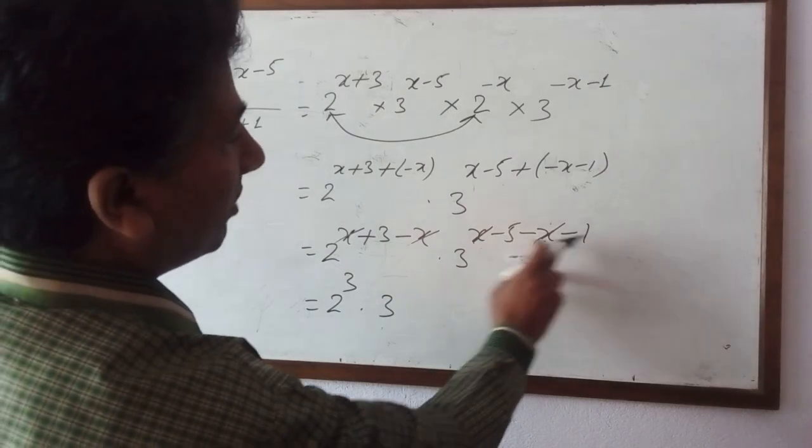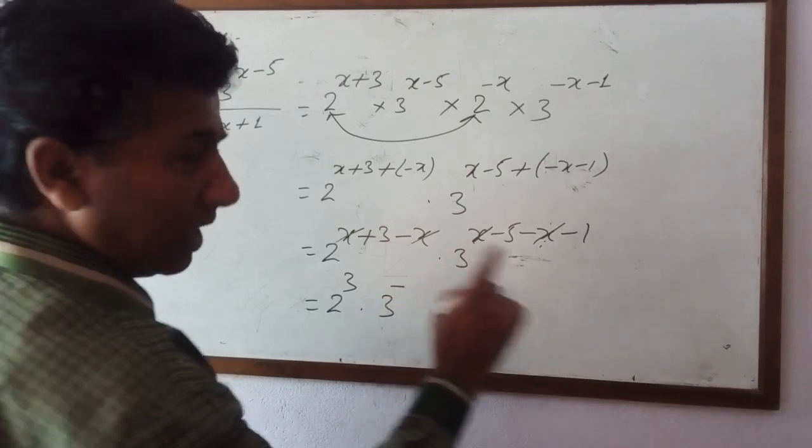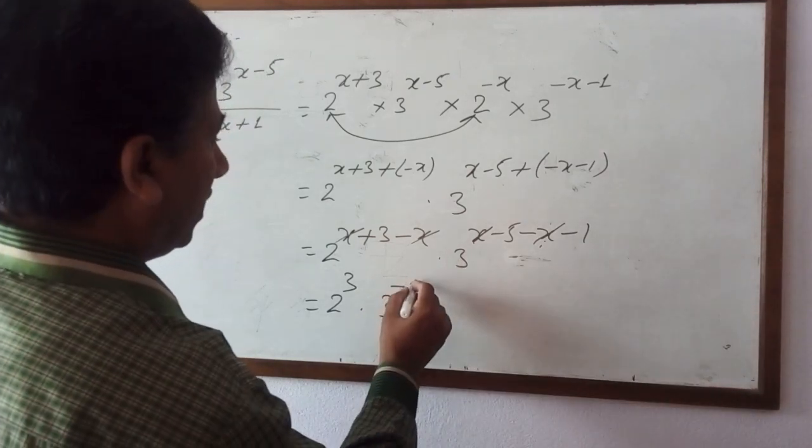Now this minus 5, here is minus 1. They have the same sign, negative. That's why, if they have the same sign, we have to add and write the same sign.